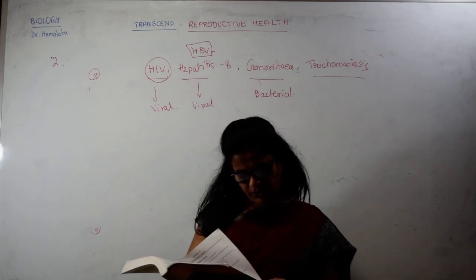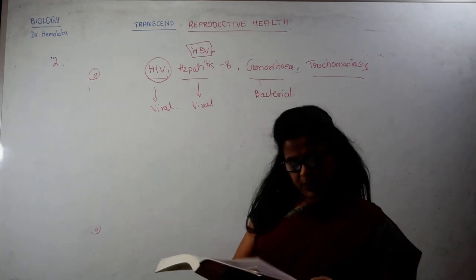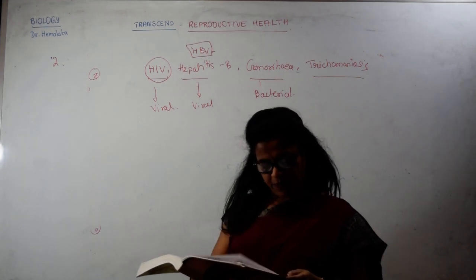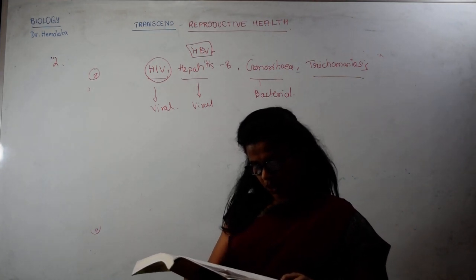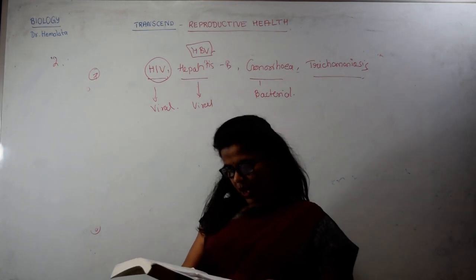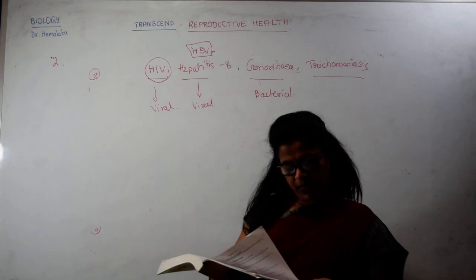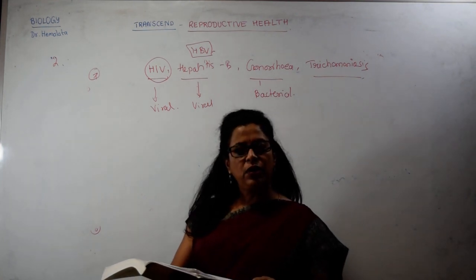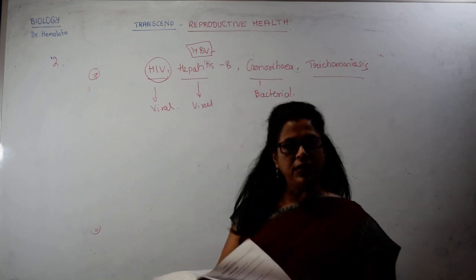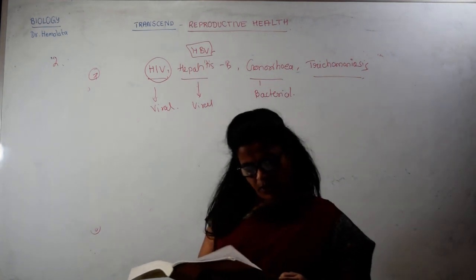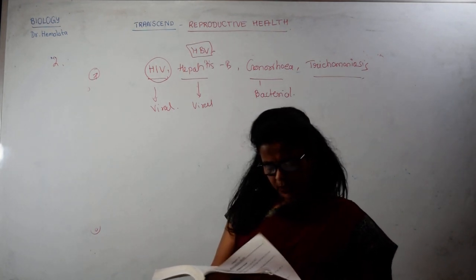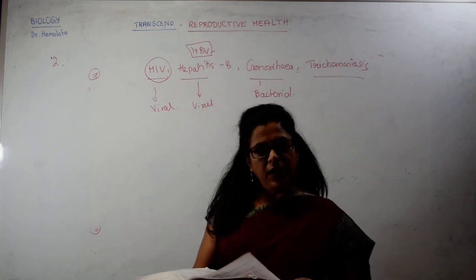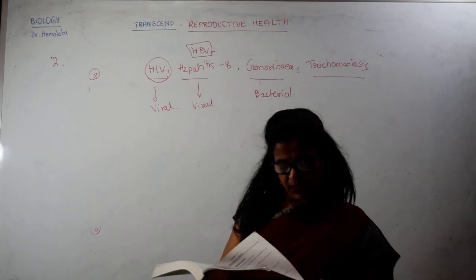Okay? Next, the ninth question: read the statements and select the correct option. Statement 1 says, diaphragms, cervical caps, and vaults are made up of rubber and are inserted into the female reproductive tract to cover the cervix before coitus. That means all the ones I read are inserted into the female reproductive tract and are made of rubber: diaphragm, cervical cap, vaults.